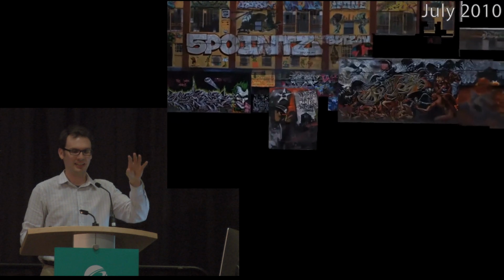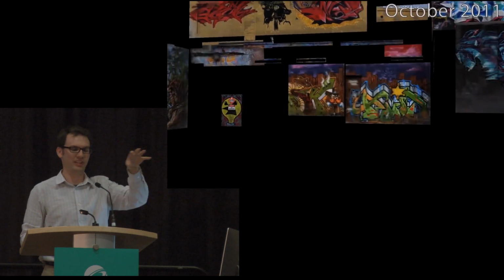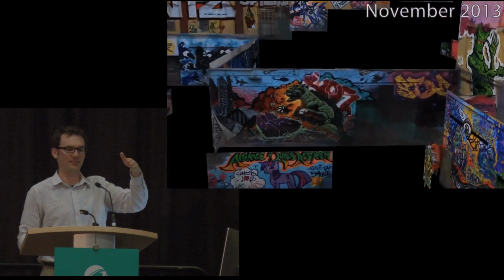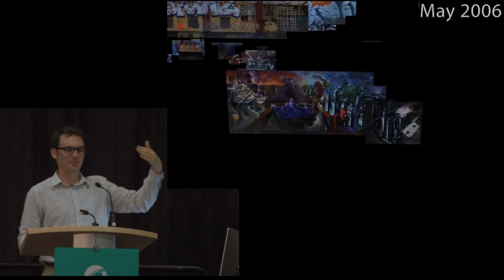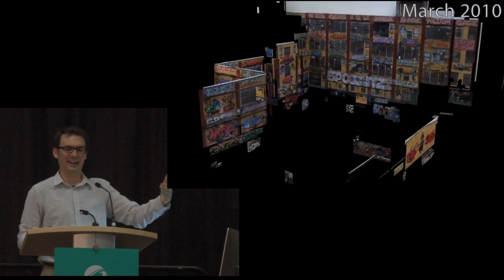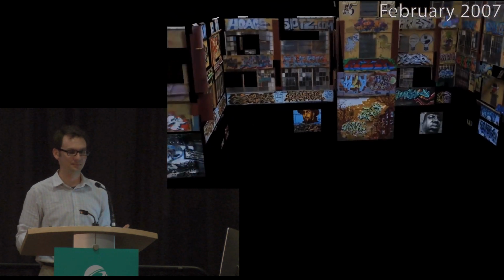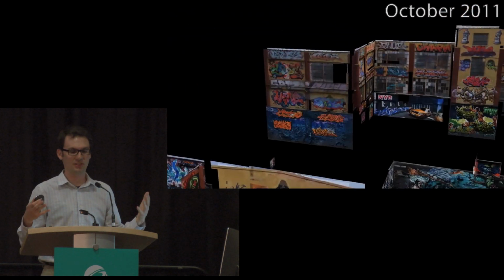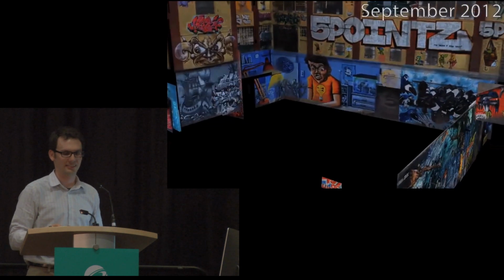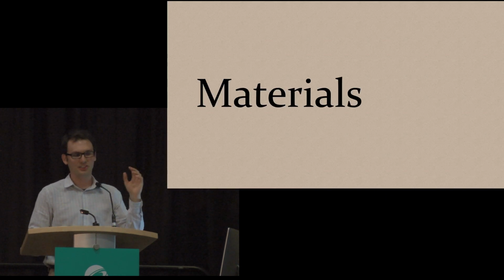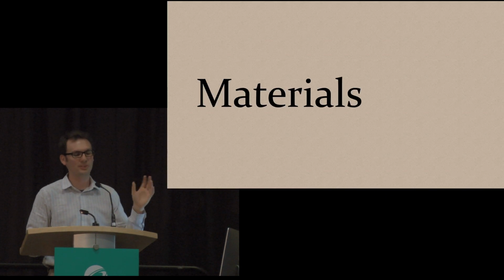We've reconstructed it. This is a 4D visualization where we're flying around in 3D, but also playing through time. So you can see all of the different pieces of art that existed inside 5 Points at the time when it existed. So it's this interesting 4D view of this location. Okay, so time is a little less fleshed out, but we're starting to get a handle on that.